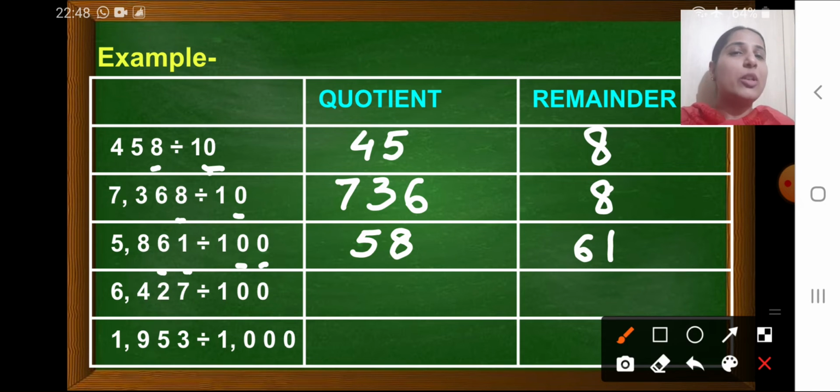You don't have to divide it. It is very simple. You only have to count the number of zeros that follow the 1. After 1, how many zeros are there? That only you have to count, and then you can find your quotient and remainder very easily. Now let's see the next example.